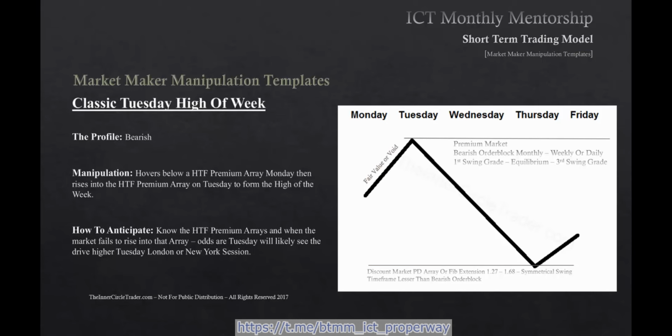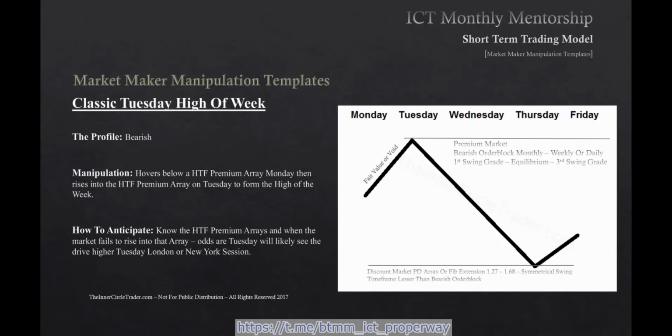Discount market PD array or fib extension, 127, 168, or perfect symmetrical price swing, measured move, in a time frame lesser than the bearish order block we use to trade off of. Now, I'll give you an example on this one. The market makers will see, for instance, we could gap open lower on Sunday, and then all through Monday we could trade up higher, and then up into Tuesday, London Open or New York Open, we could create the high of the week. We would be in a premium market relative to the weekly range that's just started.